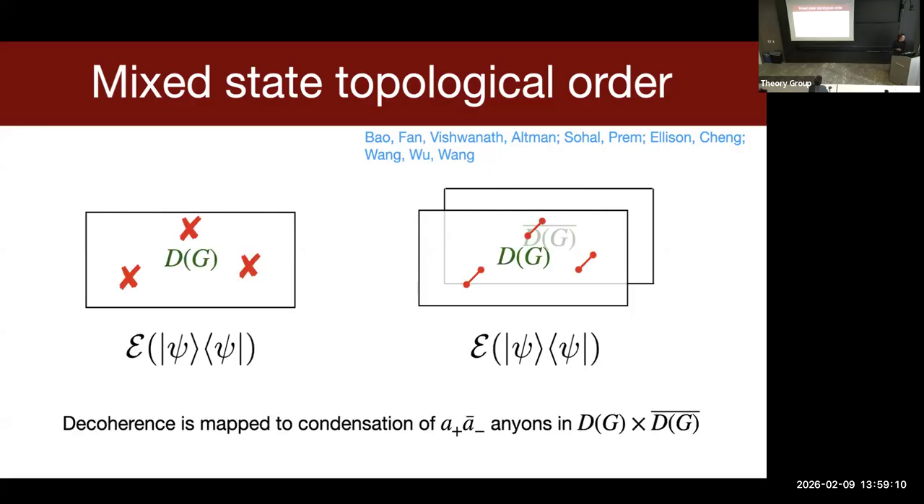So one way of obtaining density matrices is by subjecting a pure state to some kind of incoherent noise, or errors, as one might call them. If we apply noise to a pure state topological order, what this corresponds to in this doubled state picture is a pattern of anyon condensation in this doubled topological order.